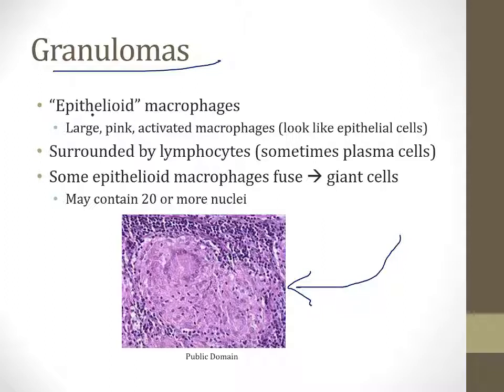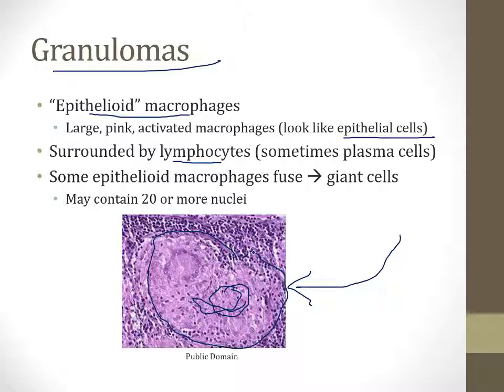The first component are called epithelioid macrophages. These are large pink activated macrophages, and they get their name because they look like epithelial cells. These are shown in the center of this drawing on the screen here. These pink cells here are the epithelioid macrophages. Second cell type in granulomas are lymphocytes. Sometimes they are also plasma cells, and those are these dark cells surrounding the circular structure of the granuloma here.